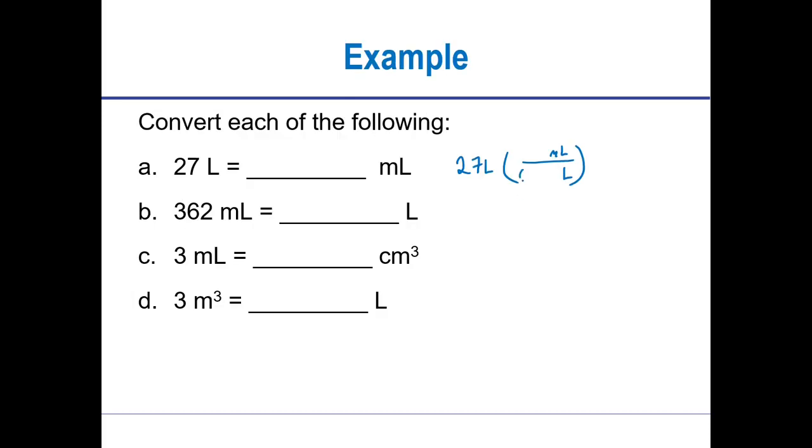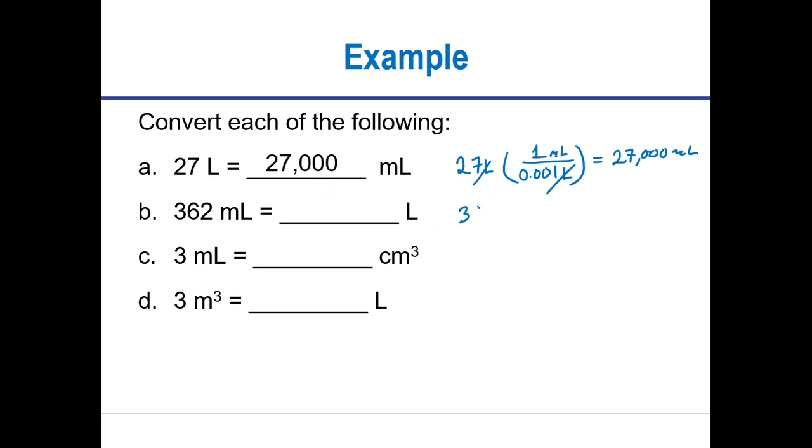So we'll have 0.001 liter on the bottom and 1 milliliter on the top. If we simplify this expression, we know that the liters will definitely cancel out, and we get 27 times 1 over 0.001 equals 27,000 milliliters. So 27 liters is equal to 27,000 milliliters.